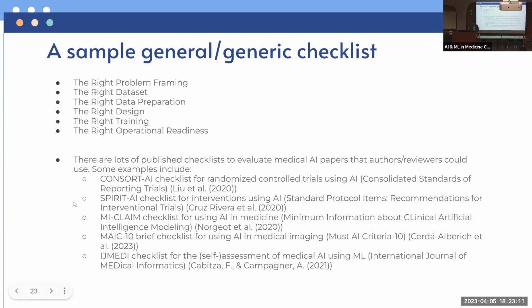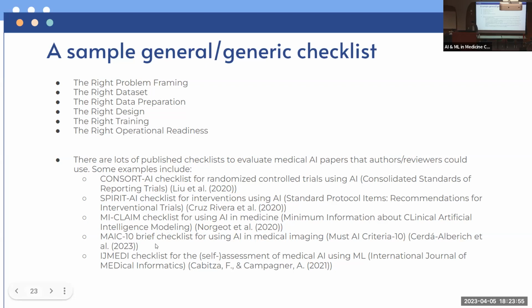Spirit AI is a checklist that's used for interventions using AI. And this is, again, an adapted checklist as well. It stands for Standard Protocol Items: Recommendations for Interventional Trials. And then MI-CLAIM is more of a clinical artificial intelligence modeling checklist, but the good thing about this specific checklist is that it's minimum information. They have these short checklists that you go through, and you want to figure out if this paper is suitable or not.